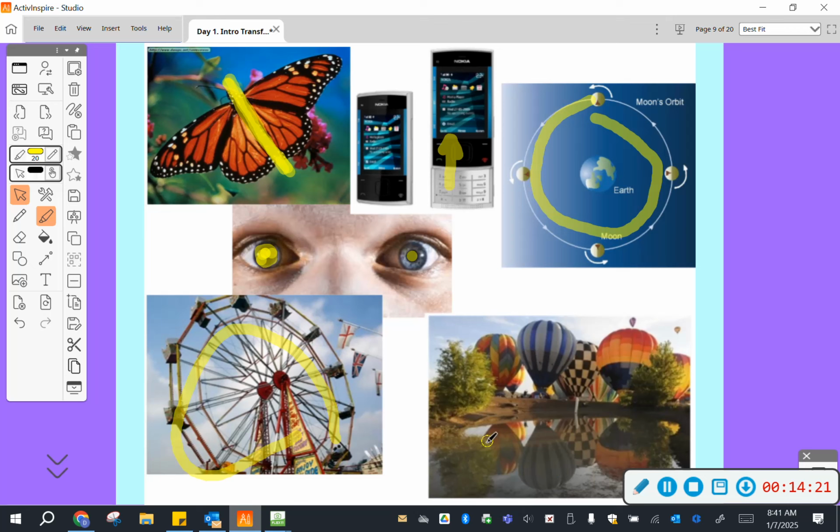Rotation. And then what about hot air balloons? That's mirroring. What is happening in the water? What do we actually call it? You see the reflection. Okay. So those are just some examples of transformations in the real world.